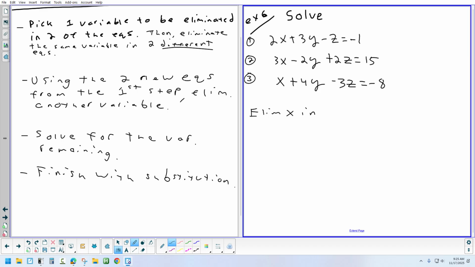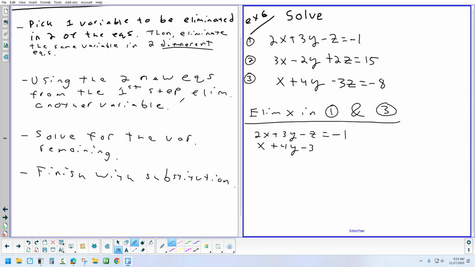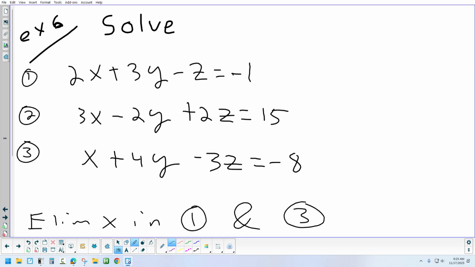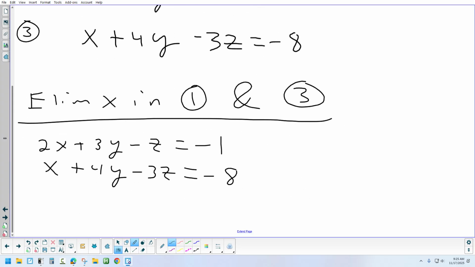What 2 equations do we want to use first? 1 and 3. Okay, so we're going to try to eliminate the x in equations 1 and 3. So I'm going to copy them down. So 2x plus 3y minus z equals -1. And x plus 4y minus 3z equals -8. Okay. What would we have to multiply by, and to which equation would we do it?